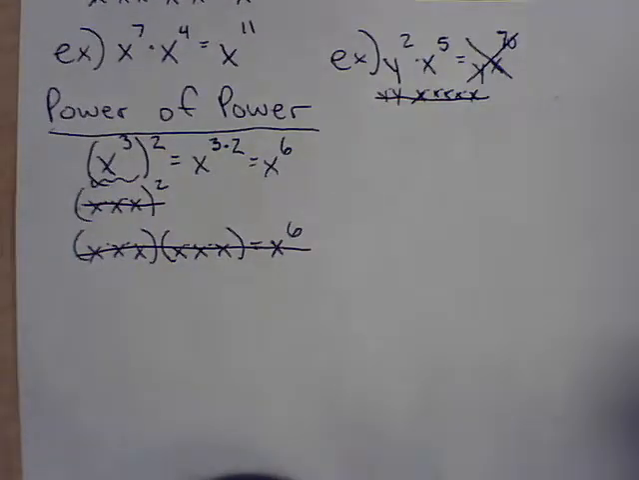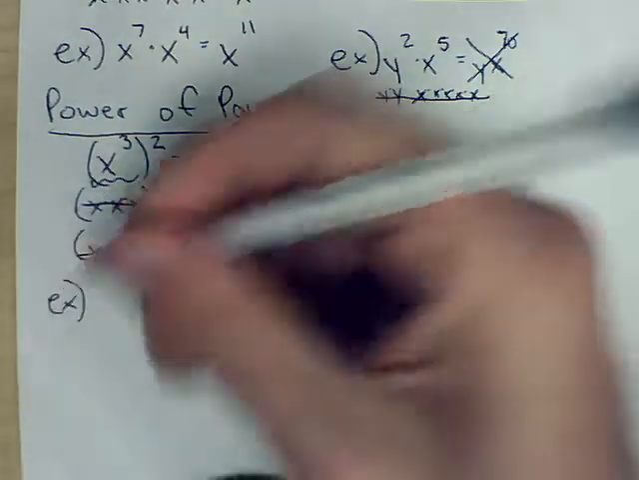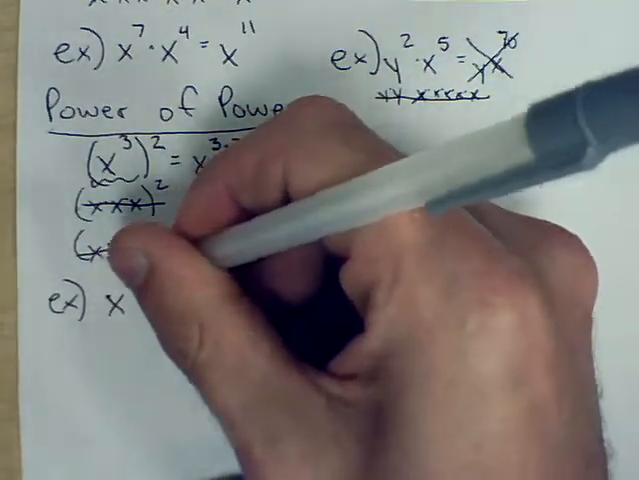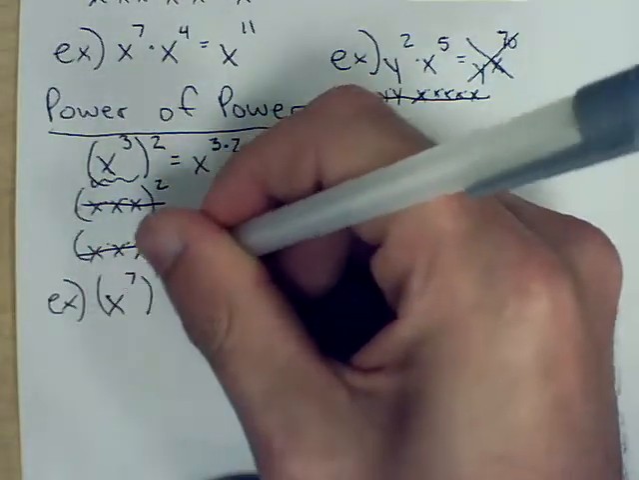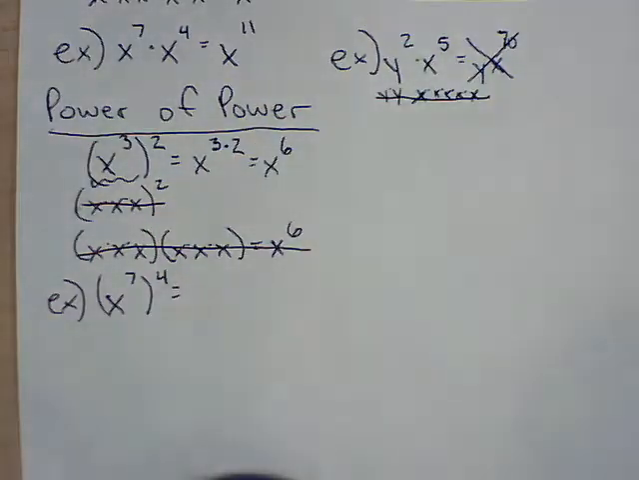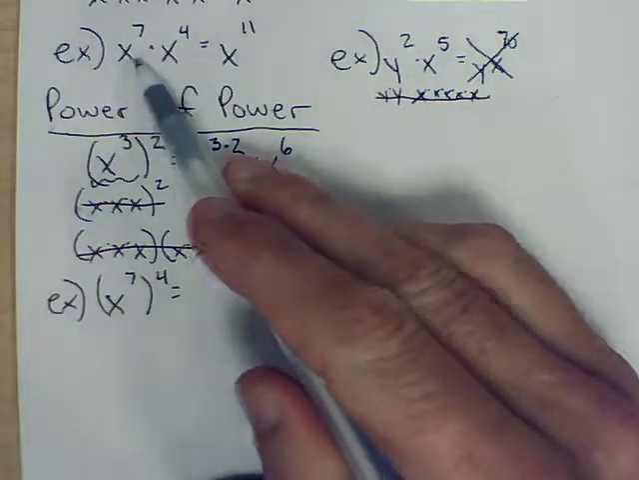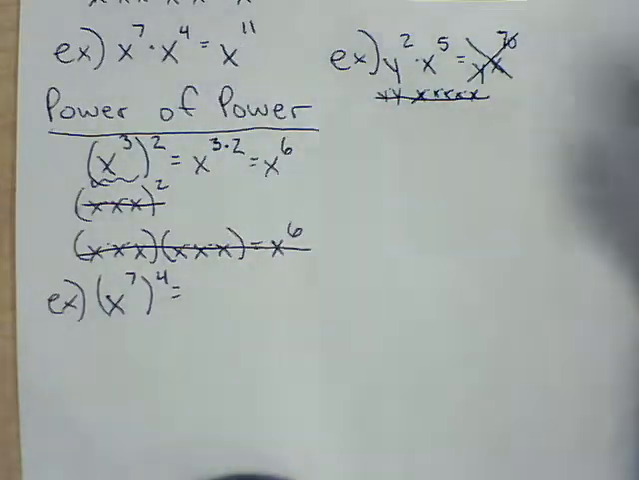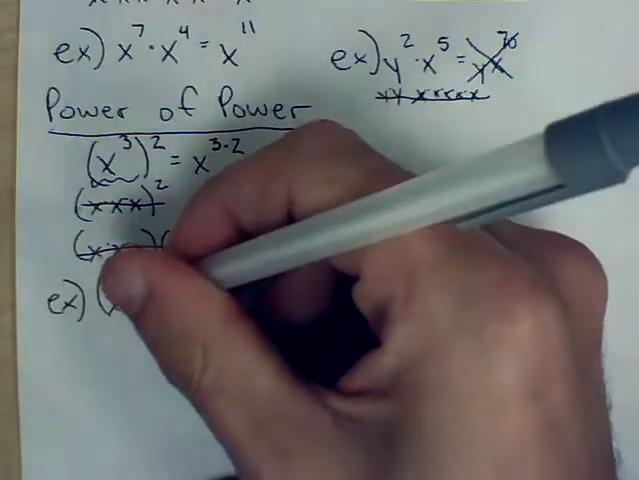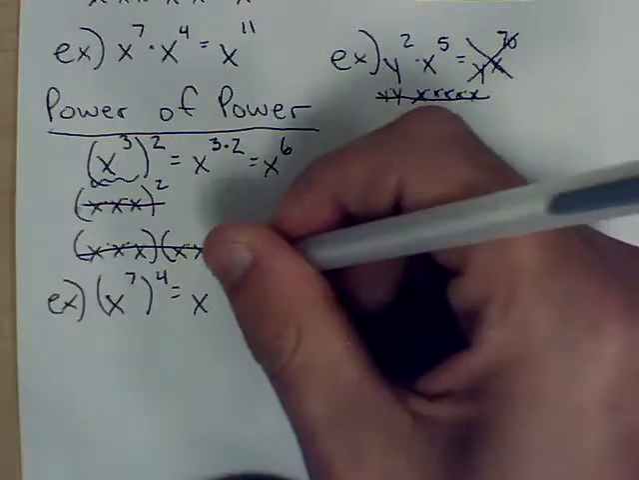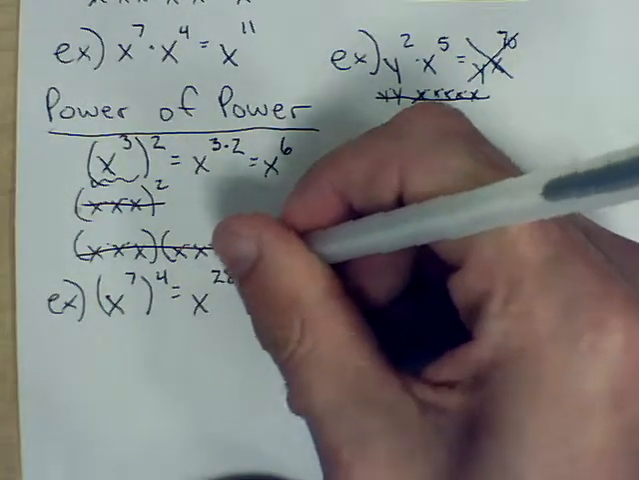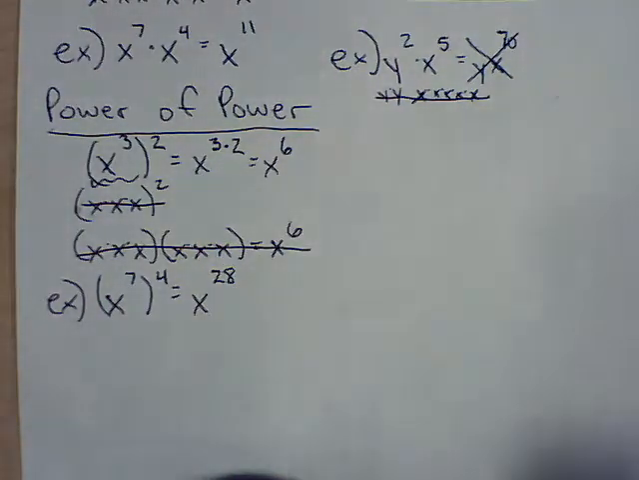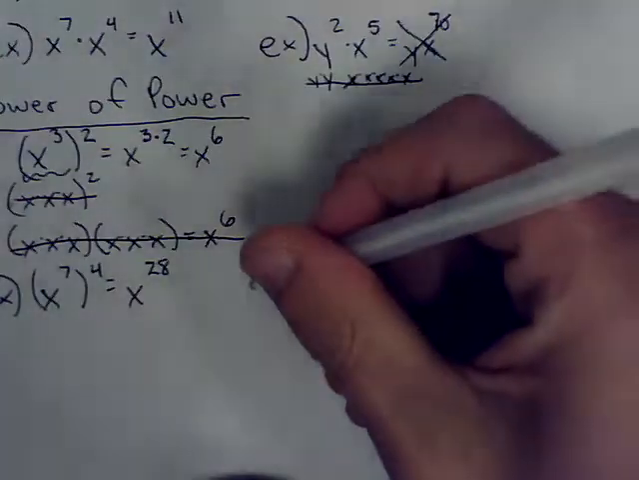So if we wanted to look at an example here, what would happen if we had x to the 7th to the 4th? Up here, we had two bases, each to their own exponent, and we're multiplying them. That's when we added. Here's where one base, two exponents, the power of a power. This is when you multiply. Well, let's look at it again.